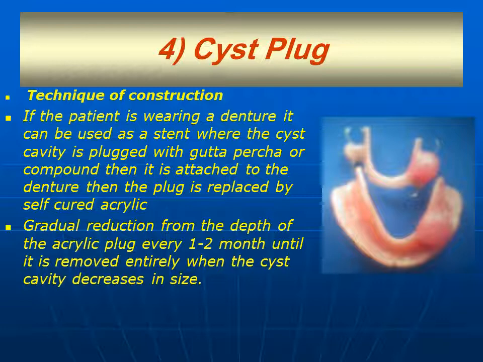If the patient is wearing a denture, it can be used as a stent where the cystic cavity is plugged with gutta-percha or compound, then it is attached to the denture, then the plug is replaced by self-cured resin. That's to say, the plug is added to his old denture. Then we have to follow this technique. We have to make gradual reduction from the depth of the acrylic plug every 1 to 2 months until complete closure of the cystic cavity. That's to say, until it is removed entirely when the cystic cavity decreased in size.